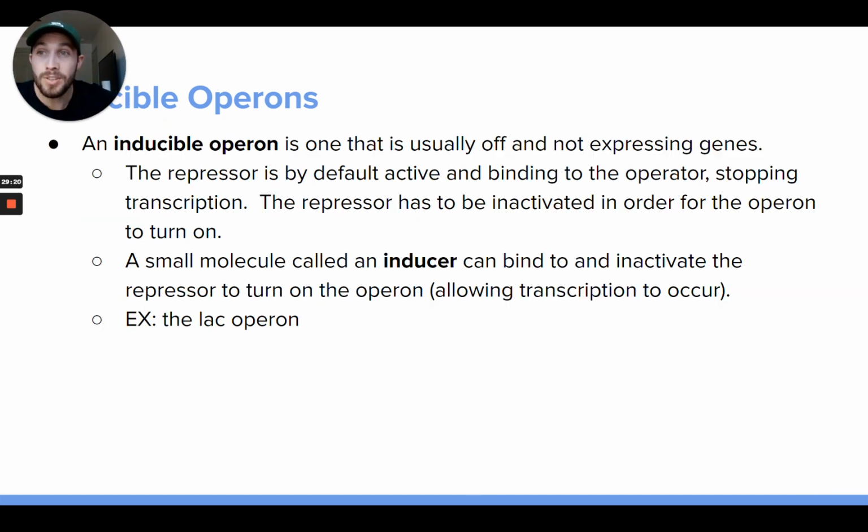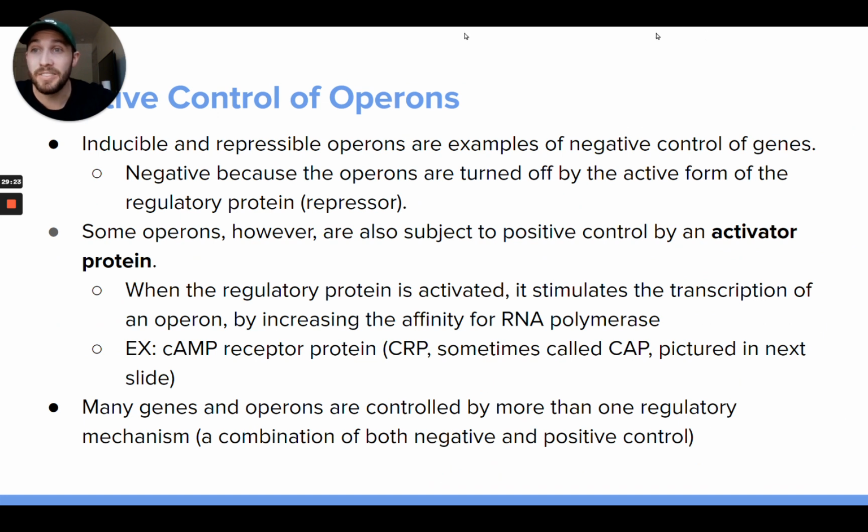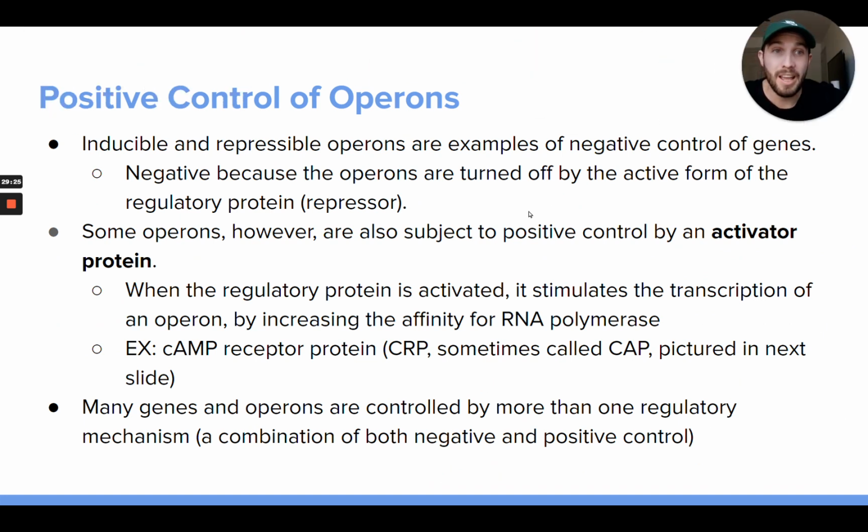But there are also situations where genes can be positively controlled in operons. And I want to show you an example of that, because this is also really common in bacteria cells, where there are not repressor proteins, but things called activator proteins that can bind to the DNA and increase the transcription and the expression of certain genes. And a lot of times for certain genes, there are repressors and activators involved.